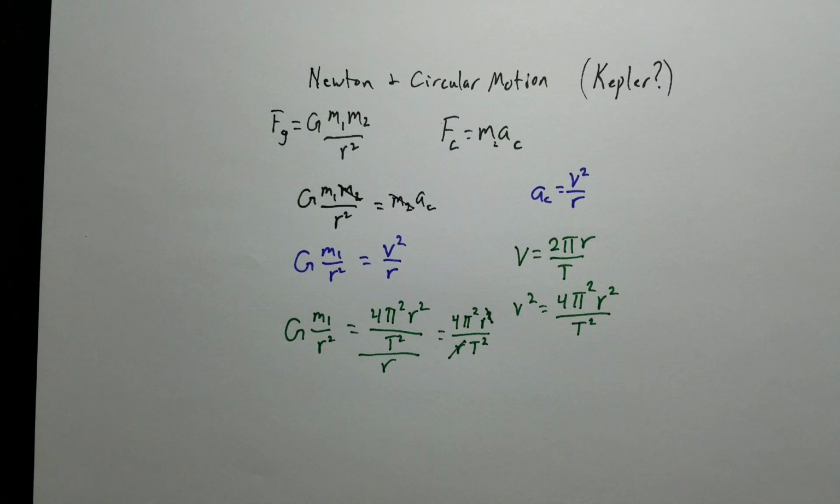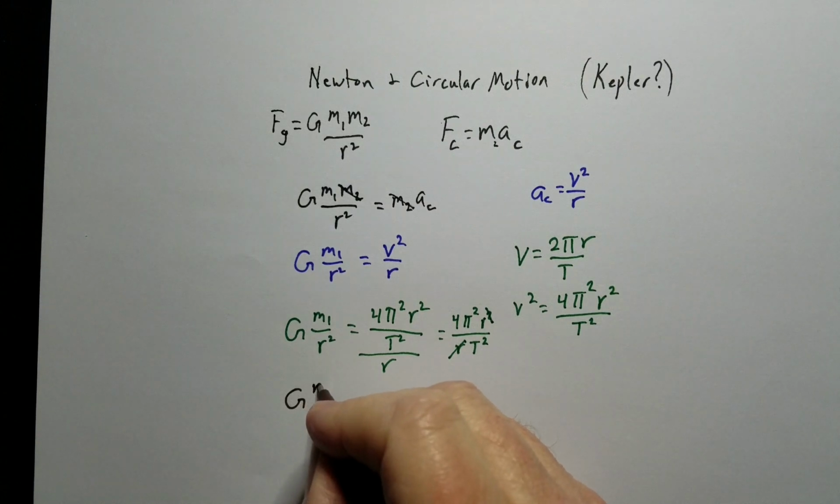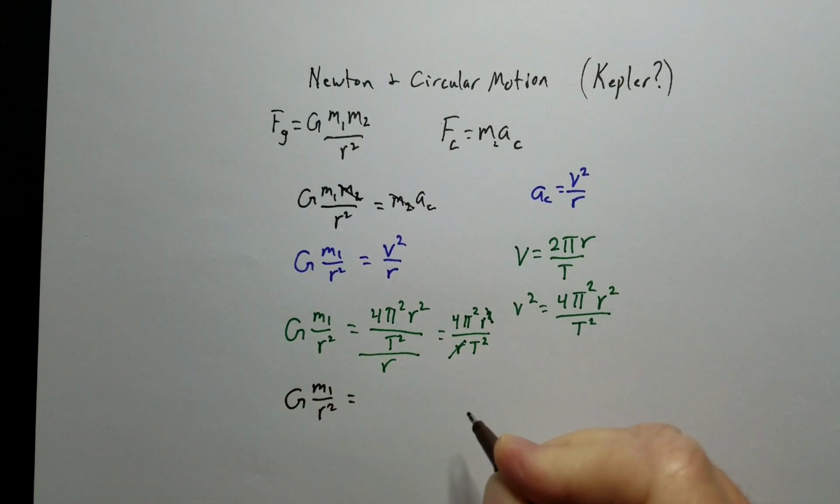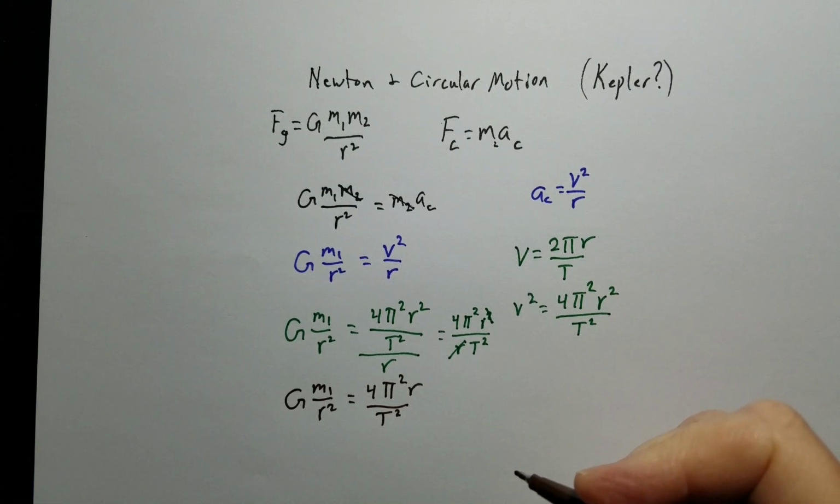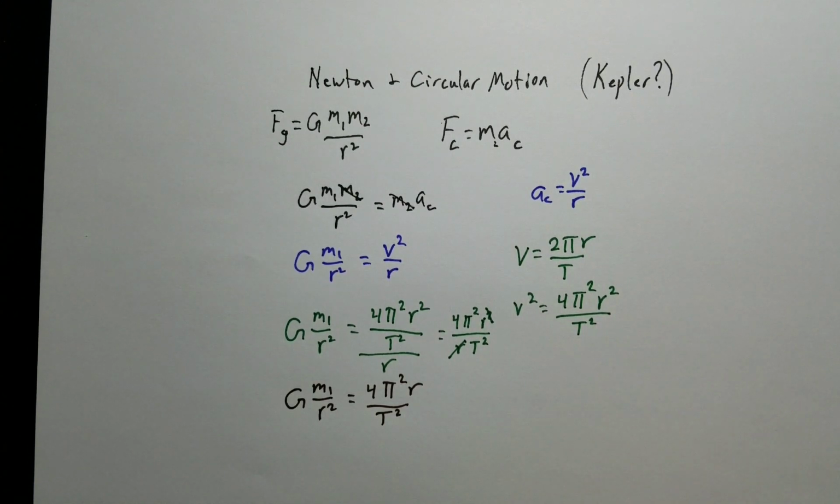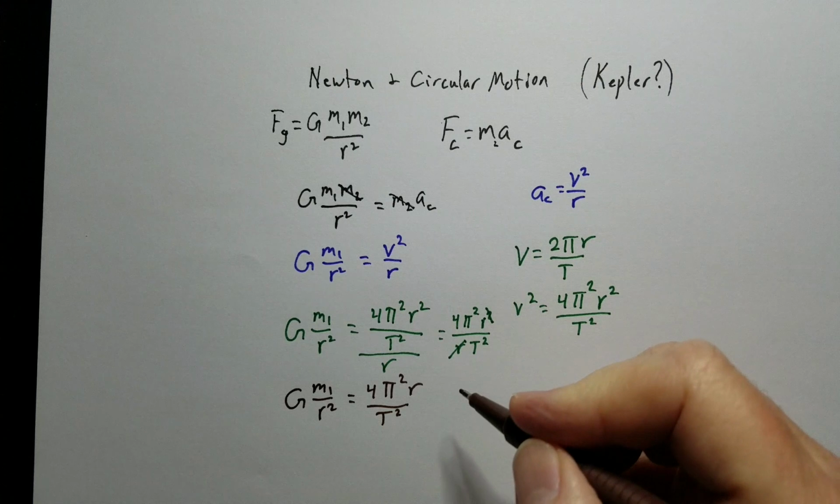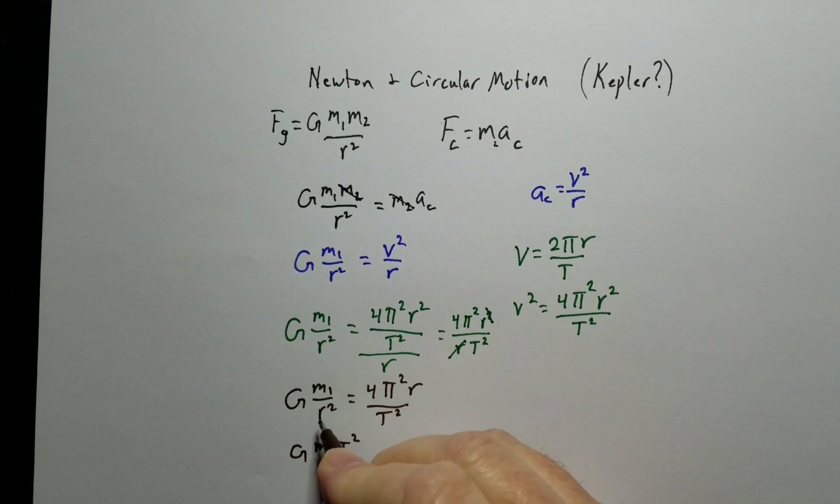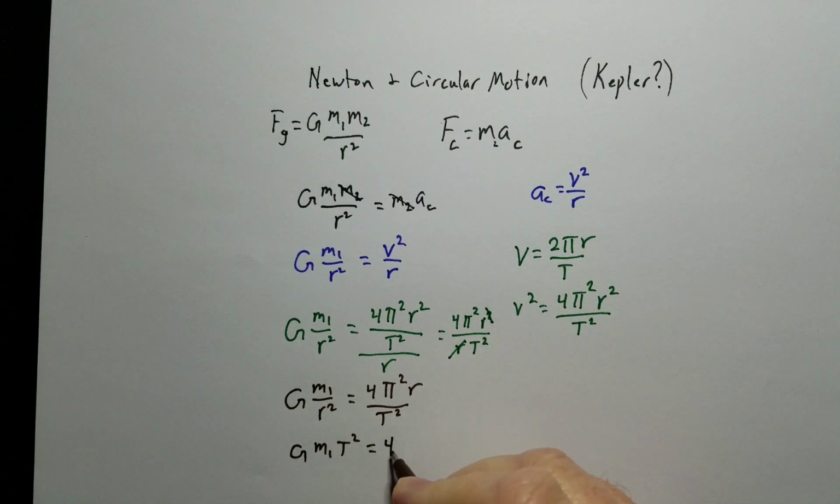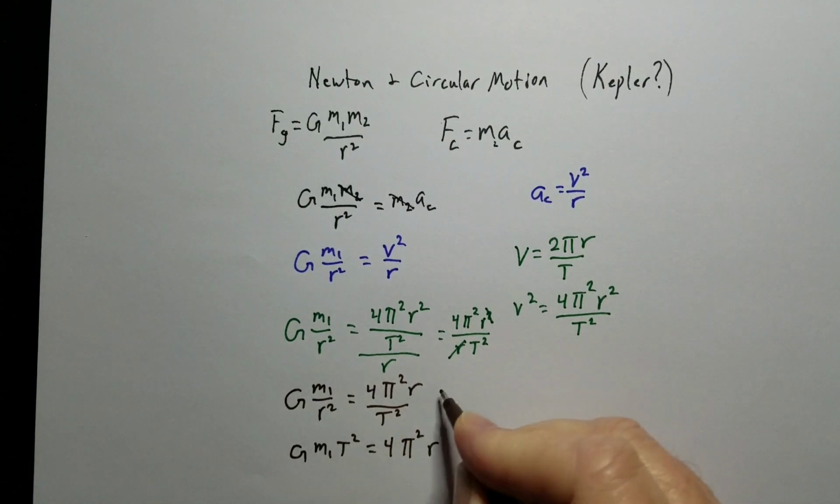So let's rewrite that and clean it up a little bit. So we've got G m1 over r squared equals 4 pi squared r over T squared. And so let's say I want to solve this for r. So let me move this over. So we get G m1 T squared, because I'll move that up, move this over, equals 4 pi squared r, and that would be cubed.